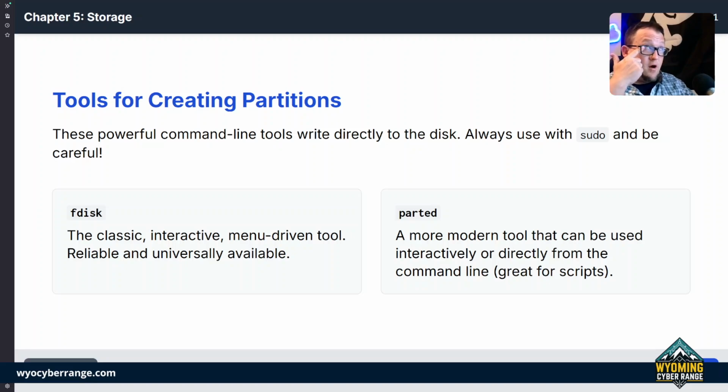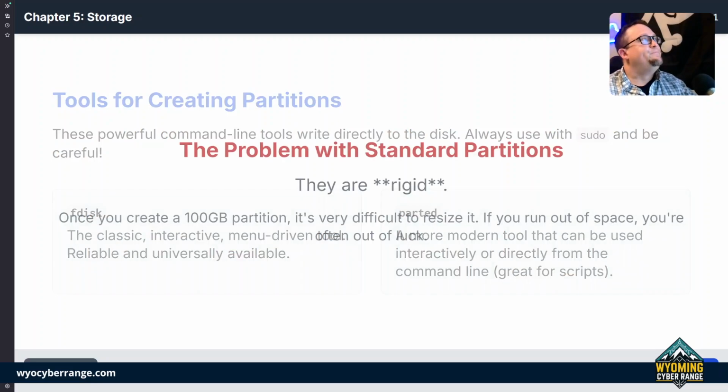The other tool would be Parted. Parted is another more modern tool that can be used. It's interactive, definitely command line again, but Parted works better with scripting. So if you're going to be using automated scripts, Parted is the way that I would go. If you're doing one-time uses, I like fdisk personally just because it's what I'm familiar with, but both tools work really great.